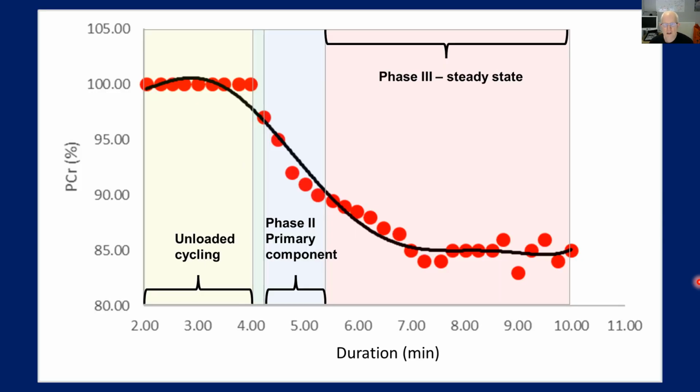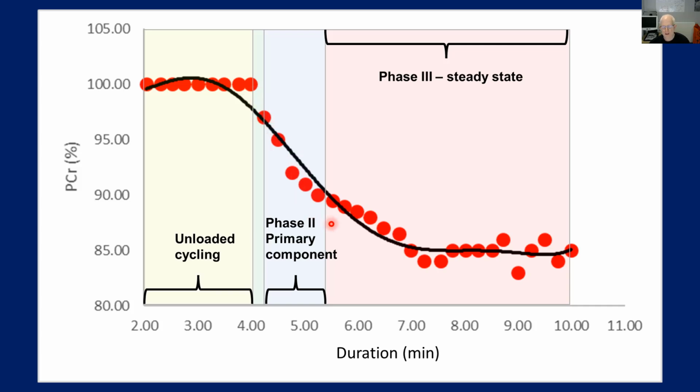Now, this is slightly zoomed in. So we're just fundamentally focusing on the PCR concentration now. Again, here's our unloaded cycling. Here's phase 1. Here's phase 2. And notice the greatest decline in degradation is across phase 2.